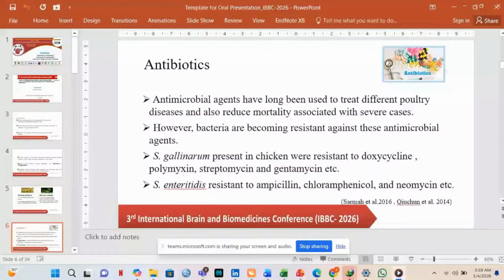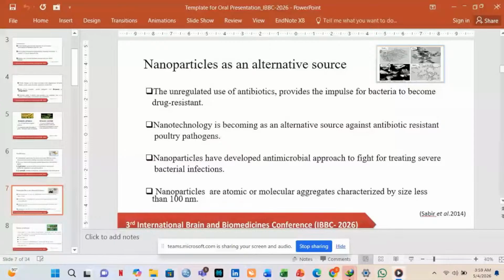Nanoparticles are used as an alternative source, and the unregulated use of antibiotics provides the impulse for bacteria to become drug resistant. Nanotechnology is becoming an alternative source against antibiotic resistant pathogens, and nanoparticles develop an antimicrobial approach for treating severe bacterial infection. And the basic size is less than 100 nanometers.